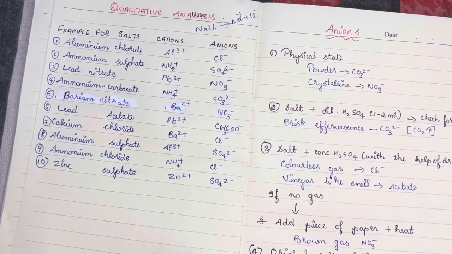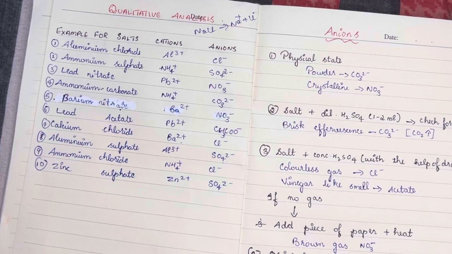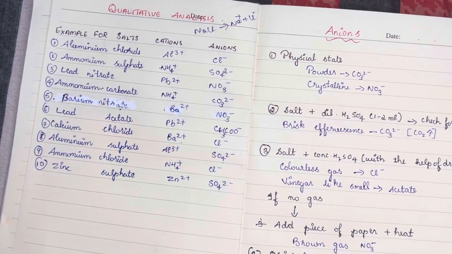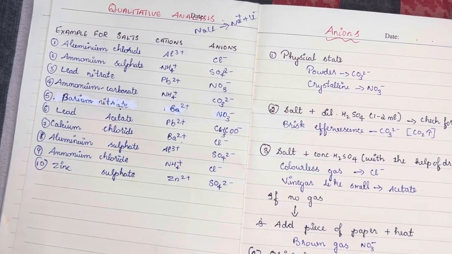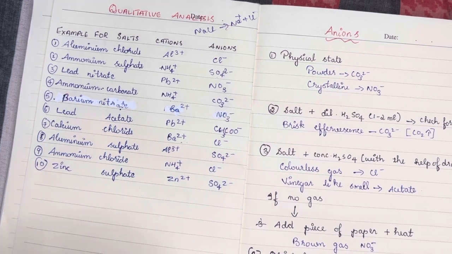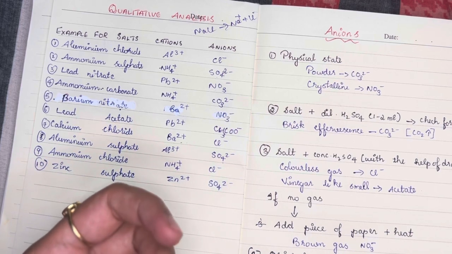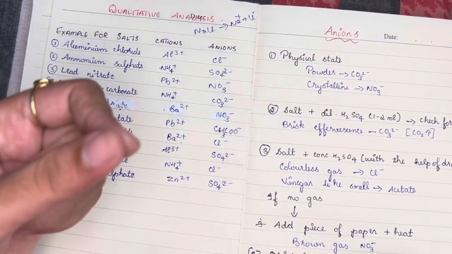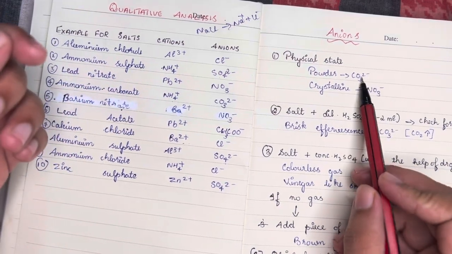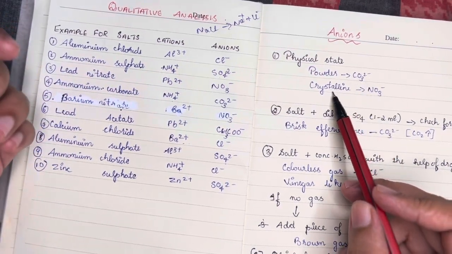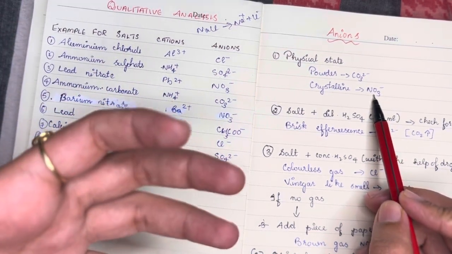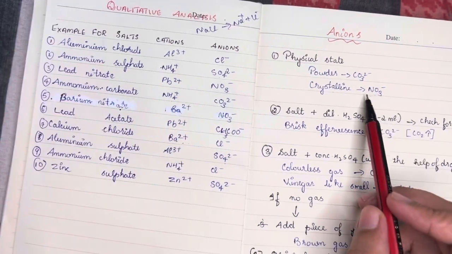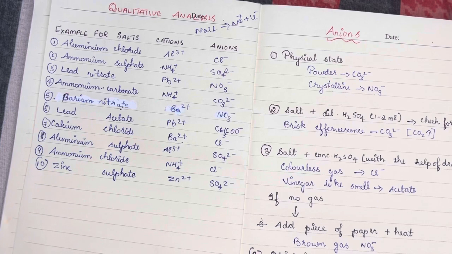So how will we analyze which is the cation and which is the anion? For that, first is a preliminary analysis, where we analyze by seeing the physical state of the matter. The examiner will be providing you the salts. After seeing the salts, you have to touch them. If it is a powdery type of substance, then it will be containing carbonate, and if it is crystalline, then it will be NO3 minus. And if it is neither powdery nor crystalline, then it will be any other salt. Okay, so this is the physical state.